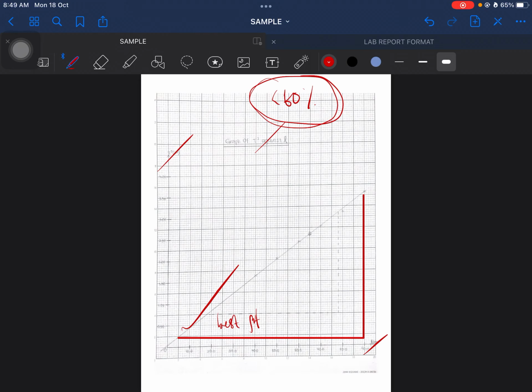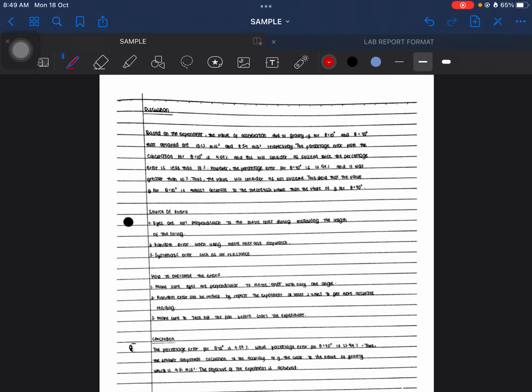But for now I'm not actually sure which part, how many marks I should deduct. I'll refer to that later. But what you should know is this is how I'm going to be marking your graph. But this will not be 11 marks, so this will be less than 11. Okay, all right, and now moving on to the discussion part.